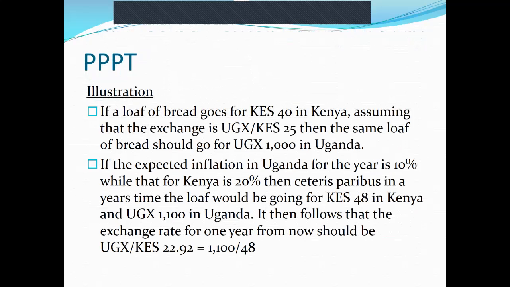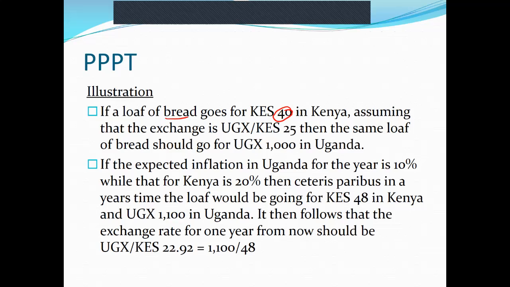Okay, this is an illustration. Let's go through it together. As you mentioned there, it is based on the law of one price, that a commodity ought to go at the same price even though in different currencies; the value ought to be equal. If, for example, you have a Kenyan shilling and the price of this piece of bread is 40, it ought to be at the same price in the case of Uganda shillings.